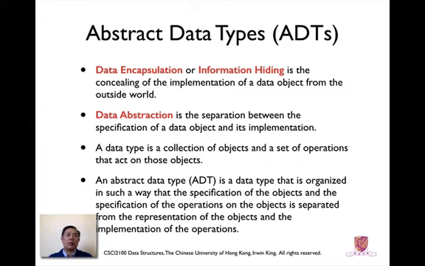Now let's look at what an abstract data type, or ADT, is. First, let's talk about what data encapsulation or information hiding is. Well, it is the concealing of the implementation of a data object from the outside world. And data abstraction is the separation between the specification of a data object and its implementation.